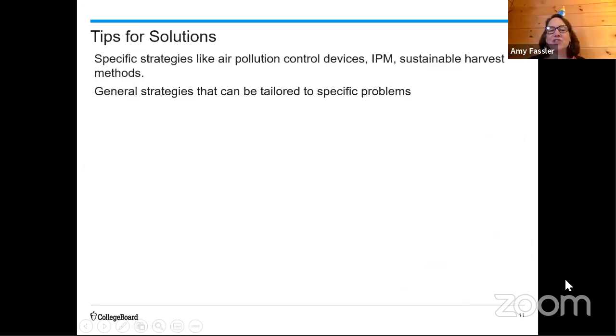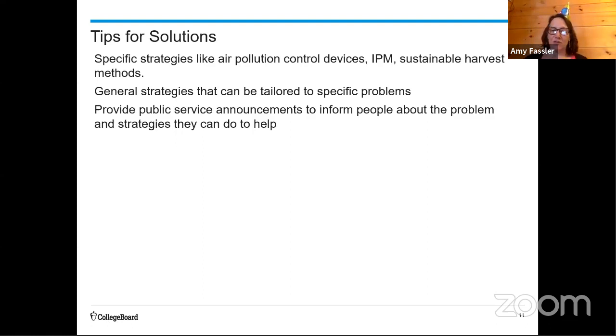Okay, and then a few just general tips for solutions. There's a lot of really specific strategies, and they come in air pollution, energy, deforestation. For every unit you have when you're organizing those charts, every problem you have, there's going to be a content specific solution. But then there's also a lot of general solutions, such as I could provide a public service announcement to inform people about a problem and strategies they can do to help.